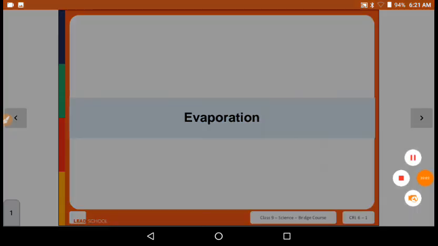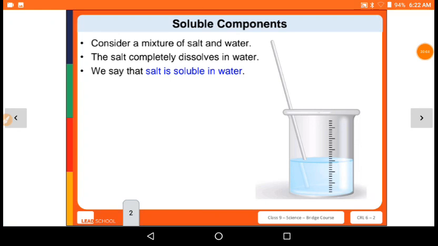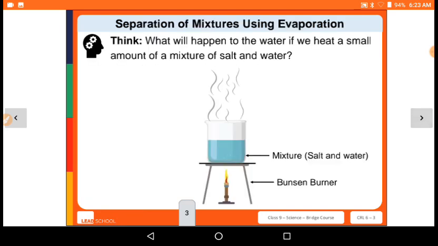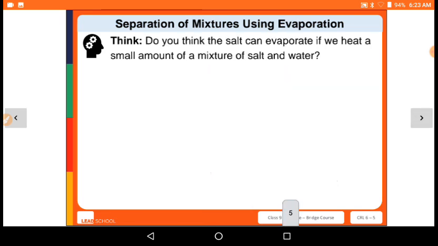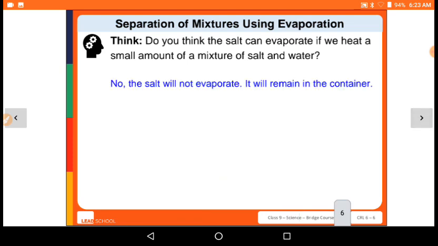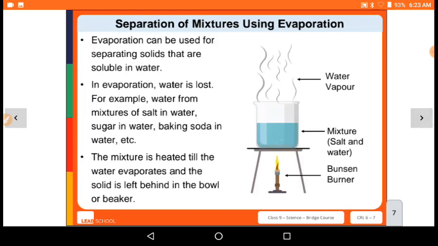Consider a mixture of salt and water. The salt completely dissolves in water. We can say that salt is soluble in water. Now, what will happen to water if we heat a small amount of the mixture of salt and water? The water will change to water vapor on being heated. Do you think that salt will evaporate? No, the salt will not evaporate. It will remain in the container.